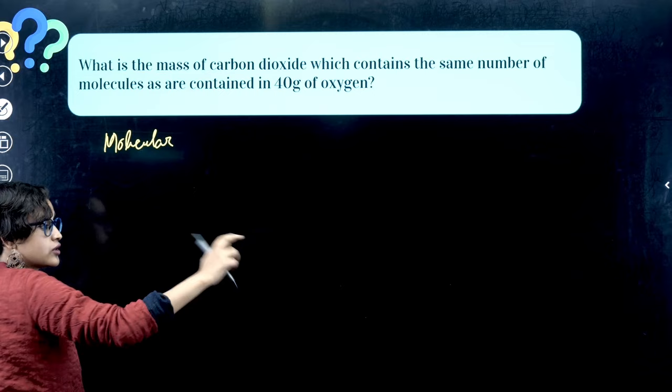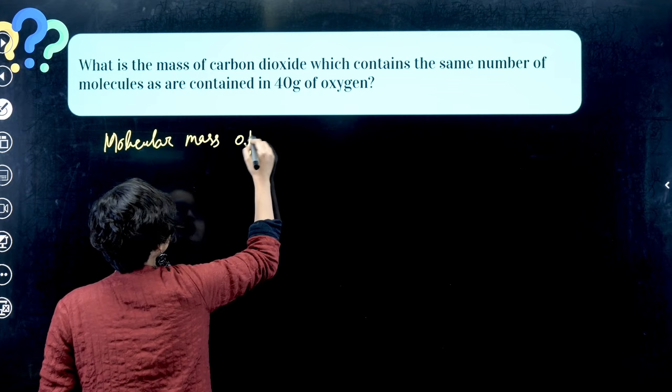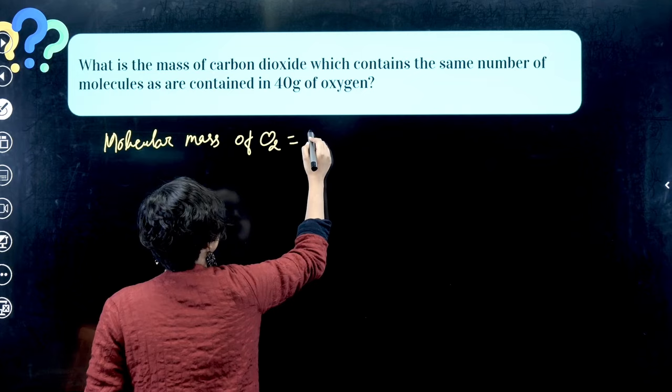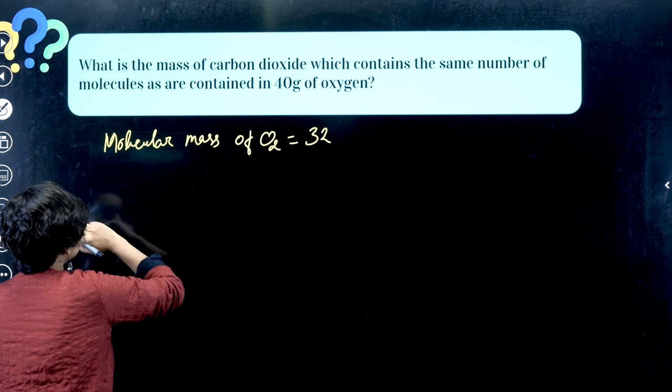So molecular mass of O2 here. What is the molecular mass of O2, my dear student? Molecular mass of O2 would be 32. Yes, 16 plus 16, 32. Correct? Right, everybody? Great. Then we find out the molecular mass of CO2.